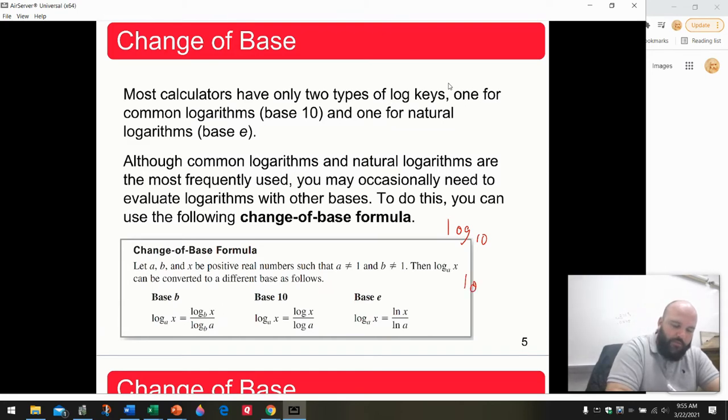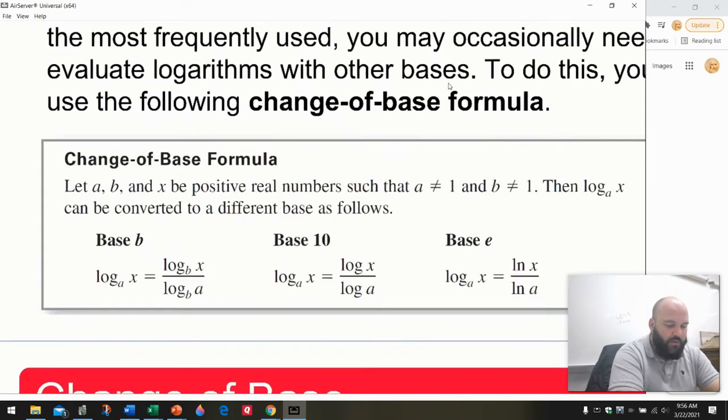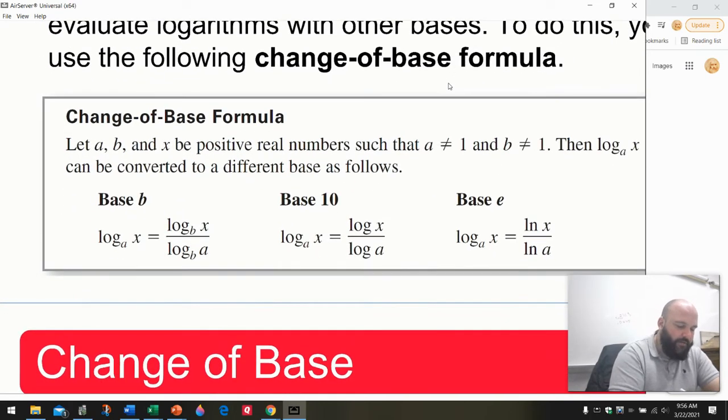Let's say we have log base 2, how would we evaluate that? Well, what we use is something called the change of base formula. And what the change of base formula allows us to do is to change a log into any base that we want. And you can see it right here. So if I have log base a of x, I can change that into log base b of x divided by log base b of a.